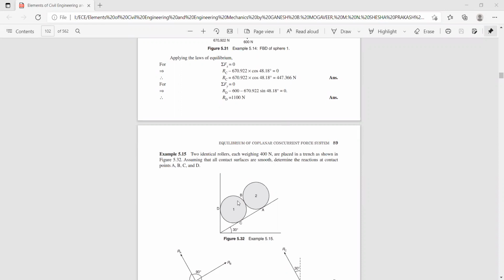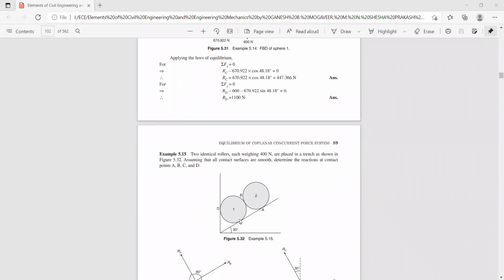Now you can see here two spheres of equal weight, that is 400 Newton, are placed in such a way that they rest on an inclined plane which makes an angle of 30 degree with respect to the horizontal, and the spheres are making contact with the sides of the trench as well as between the spheres. Now identify the contact points. This happens to be A, this is B, and this is C.